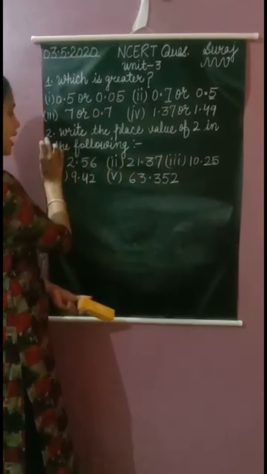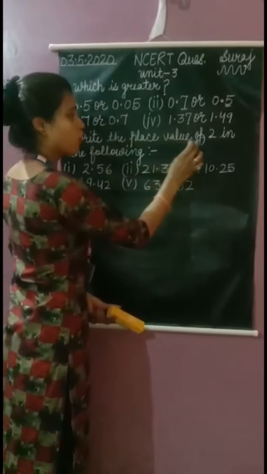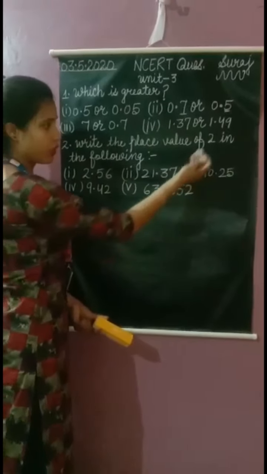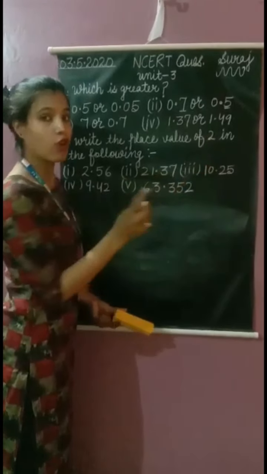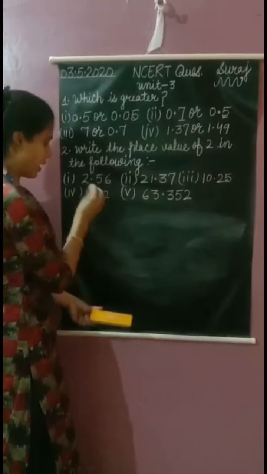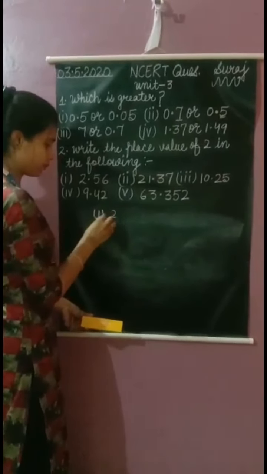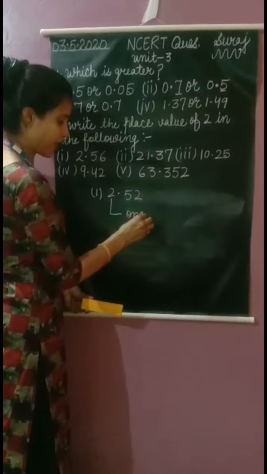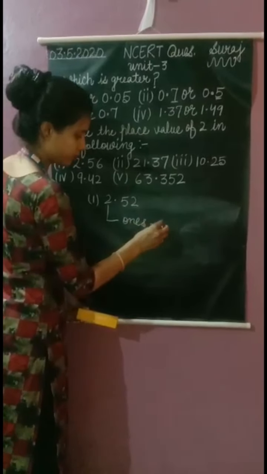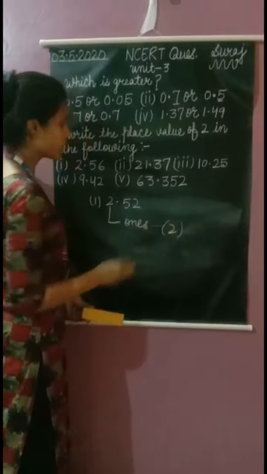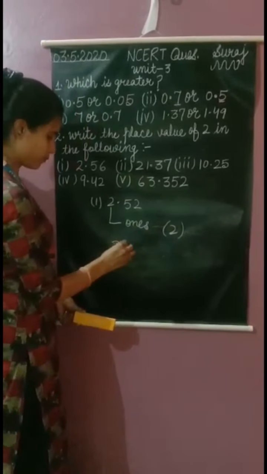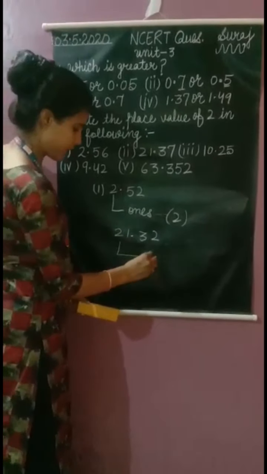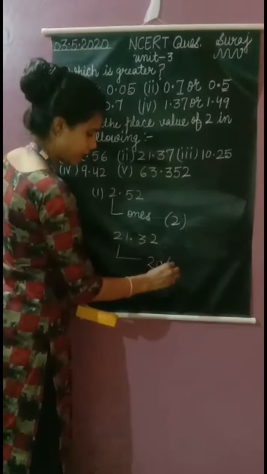Okay, now second question, write the place value of 2 in the following. जो भी यहाँ पे numbers हैं decimal number, we have to write place value of 2, only 2. Here in this first question, 2 on 1's place, and we can write like 2, and in this question this is on 10's place, we can write 10's.